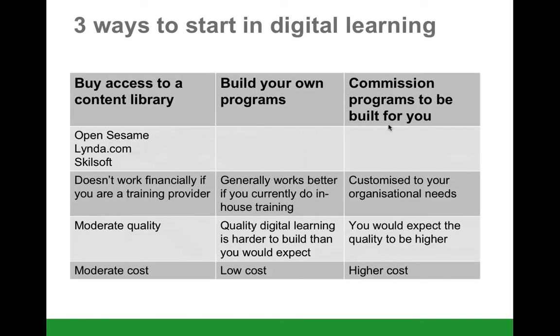Now, 3 ways of getting started in digital learning. We actually see that mature organizations work with all 3 of these different ways of producing digital learning. Buying a content library, building your own programs, and commissioning programs to be built for you.